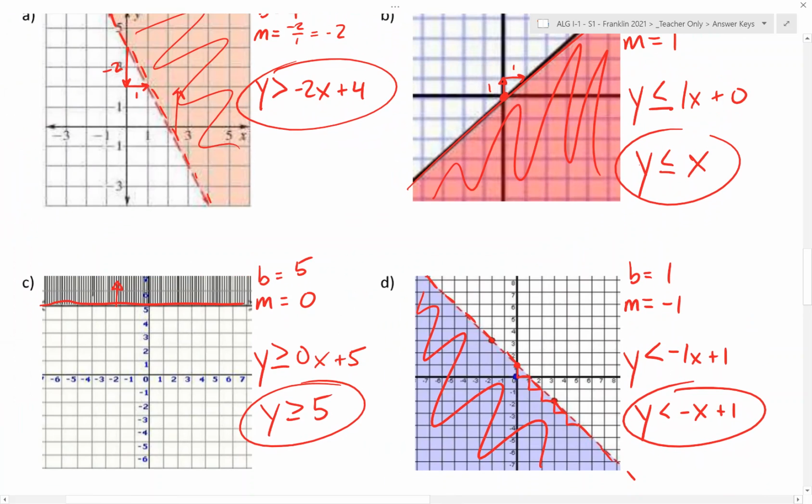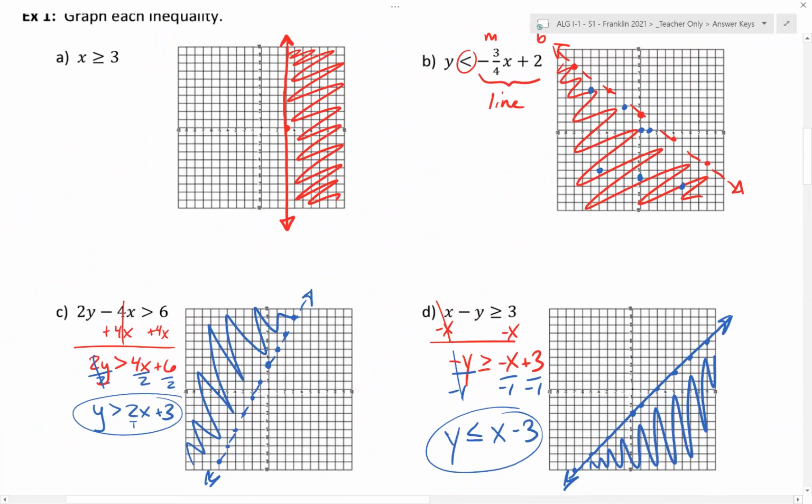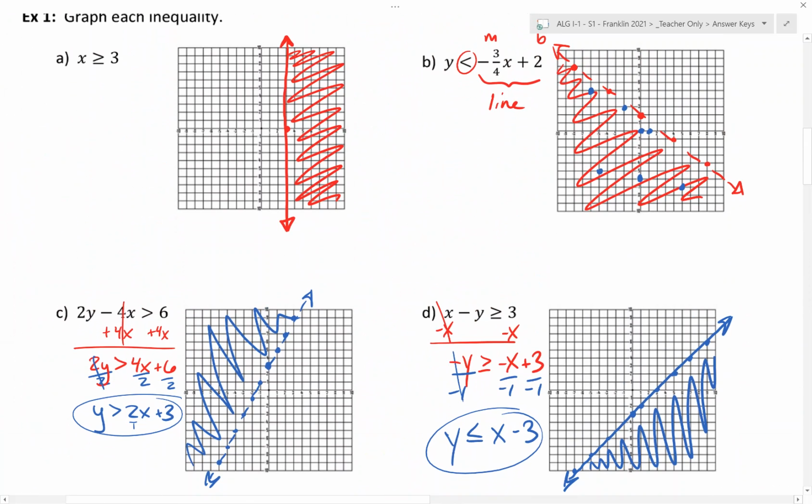And that is all for these notes. So basic concept, graph these the same way you graph normal lines. Just remember what type of line to use and where to shade the graph, both based on the inequality symbol that is given to you in the problem.